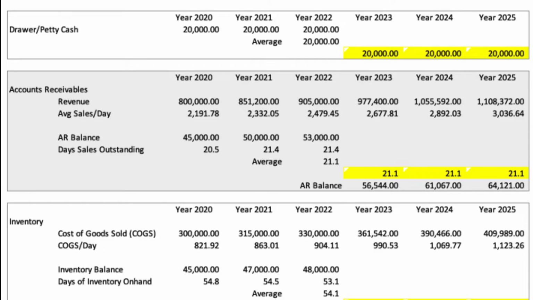You certainly can increase it or decrease it. If you were going to increase the number of cash registers in your business, maybe you would want to increase the petty cash. Those are just some things to think about.